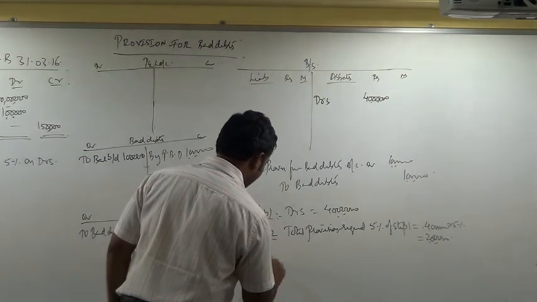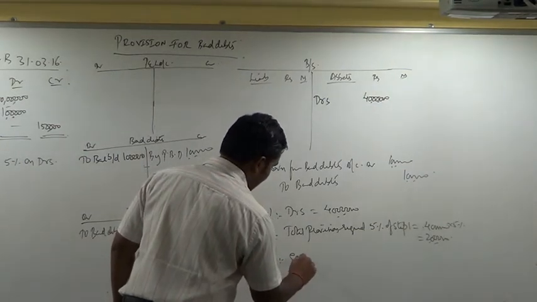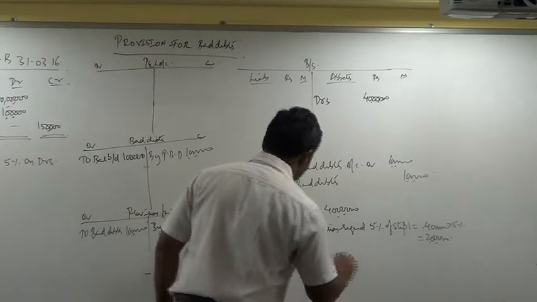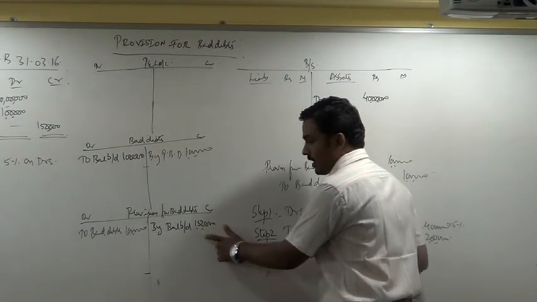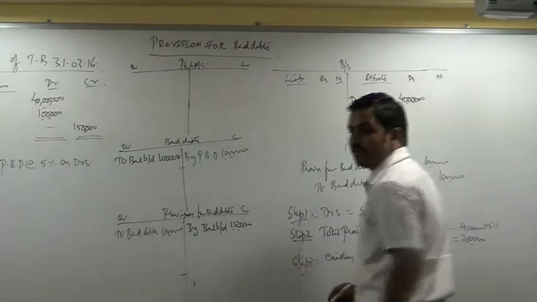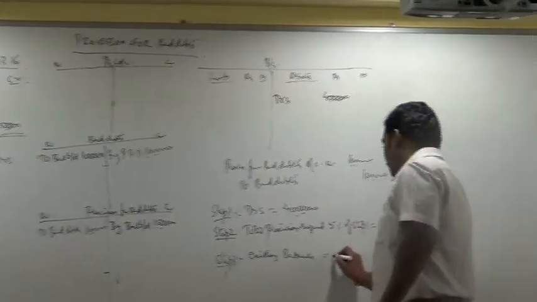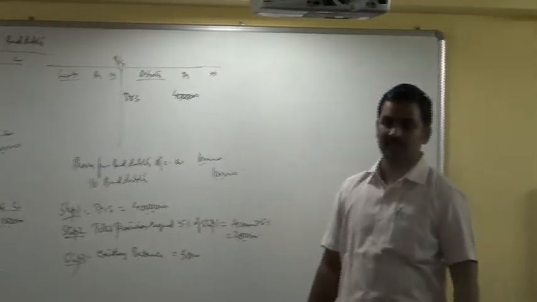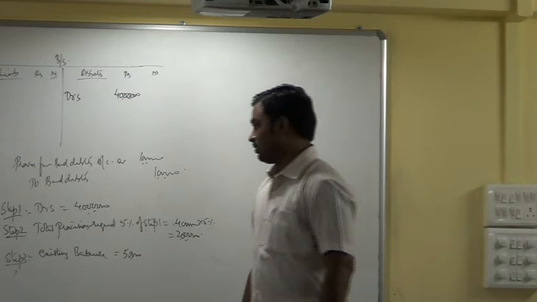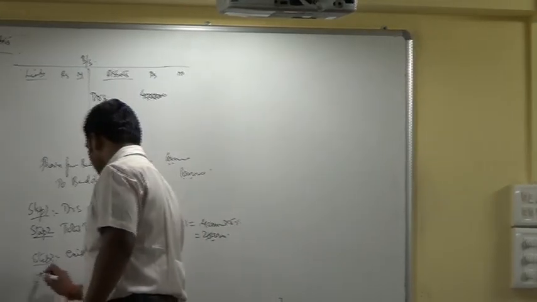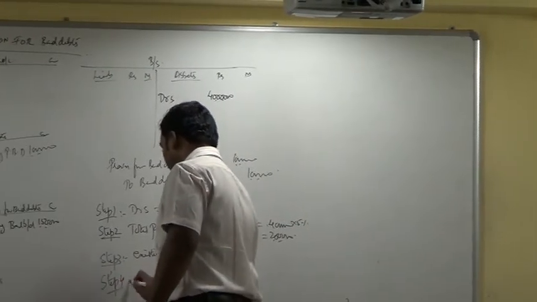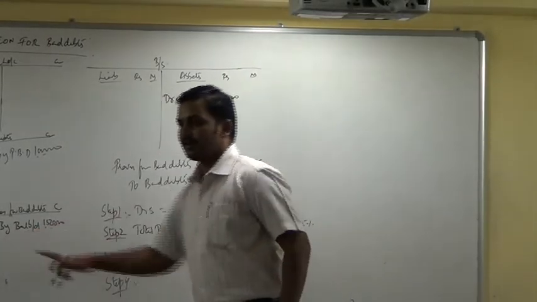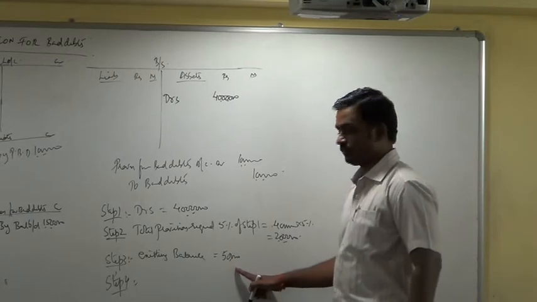Step 3. Existing balance in provision. Look at the board. 1,50,000 minus 1 lakh. So there is a balance of only 50,000. Existing balance is only 50,000. I think you know how this existing balance has come. 1,50,000 minus 1 lakh. There is a balance of only 50,000.